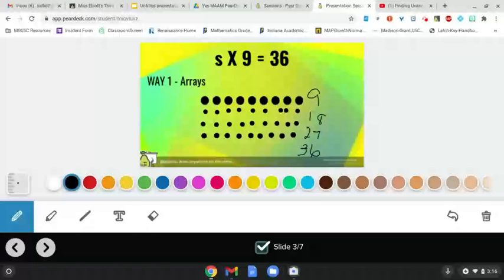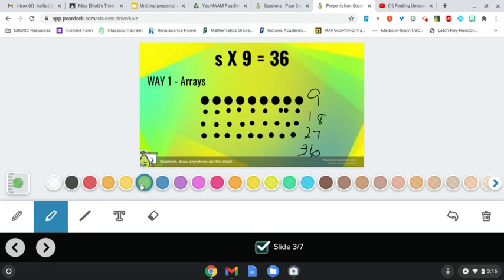So now what you need to do is count the number of rows it took in order to get to 36. I'm going to use my highlighter tool because I like highlighter tools, and I'm going to use this green because you all know I love green. So I'm going to highlight the number of rows. 1, 2, 3. And how many rows did it take in order to get to 36? If you said 4, you would be correct.